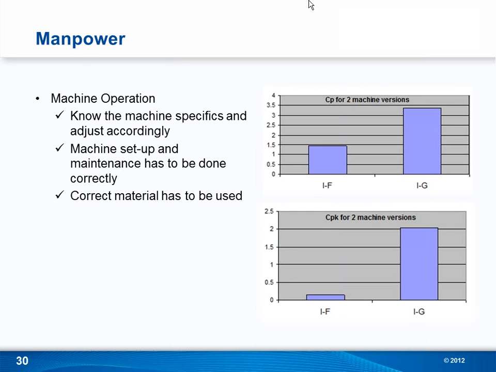This particular graph shows two machines, or actually it shows the same type and brand machine, but it's operated by a different group of people. And so now you can see that that particular aspect, manpower, can impact the quality of your stencil.